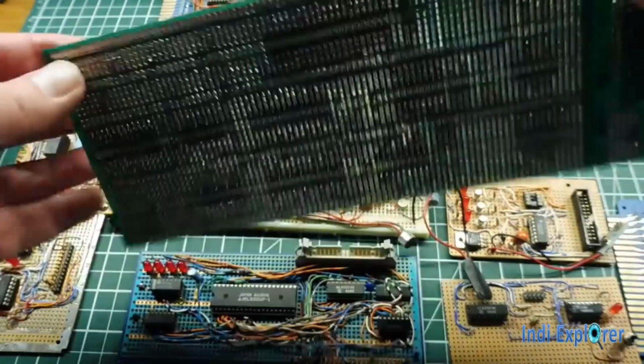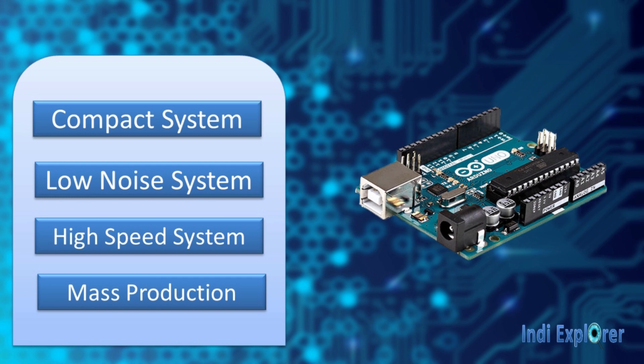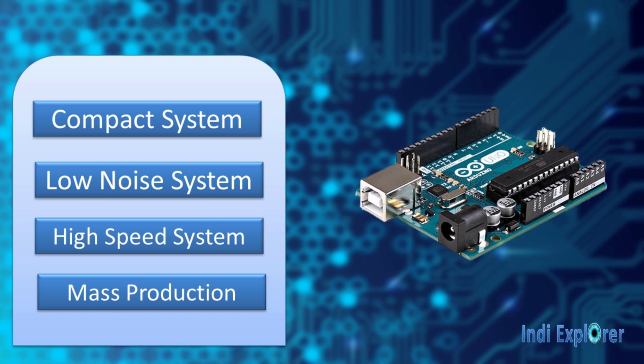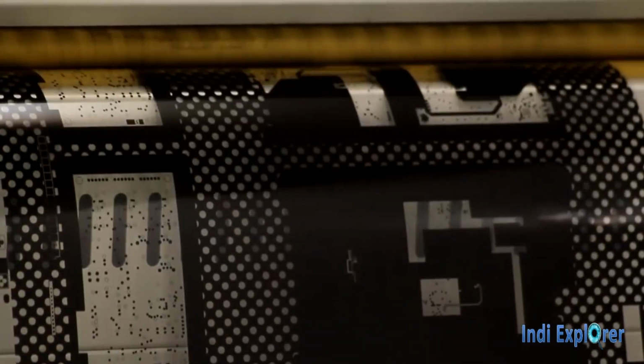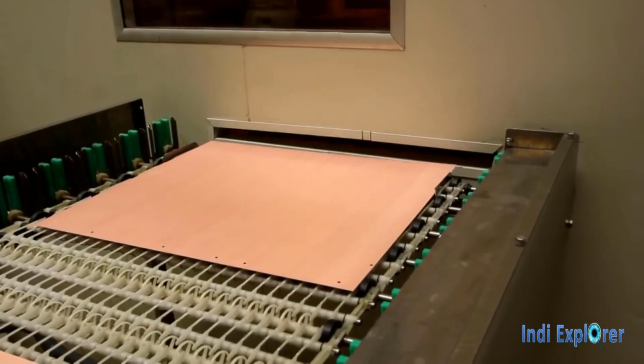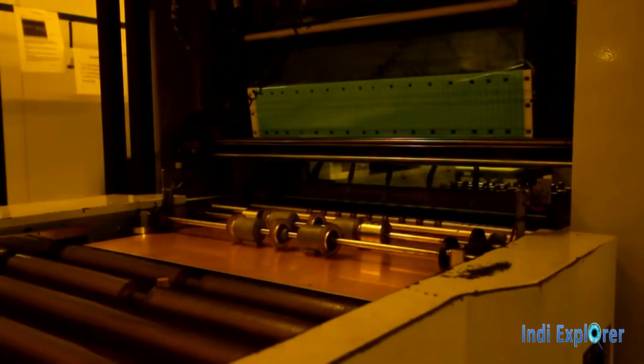But the PCB has certain advantages when you need a compact design, low noise performance, especially for sensitive electronics, high-speed system where transmission line effect is a big factor, and of course, PCB fabrication is a highly automated process. So, for mass production of a device, PCB designing is a must.